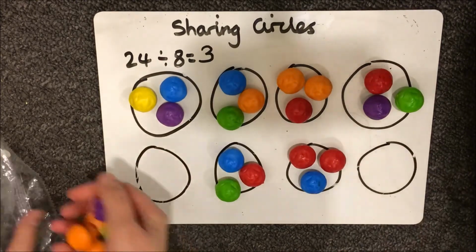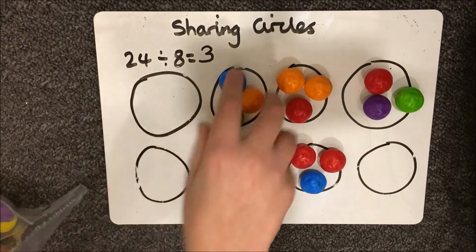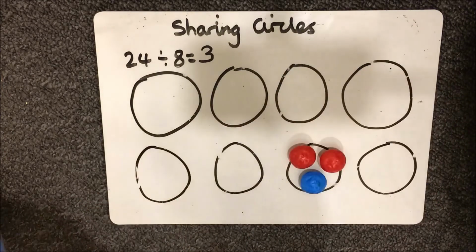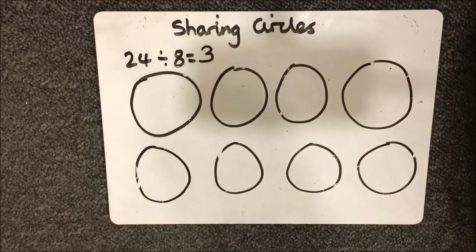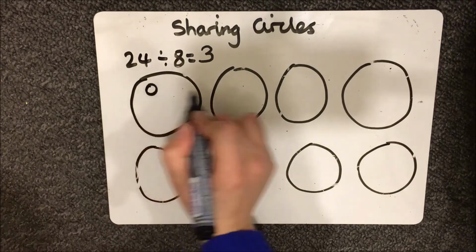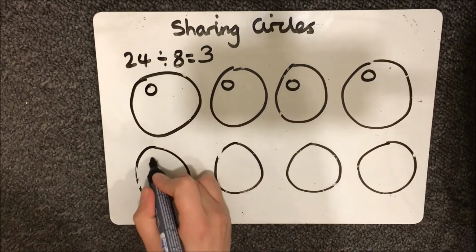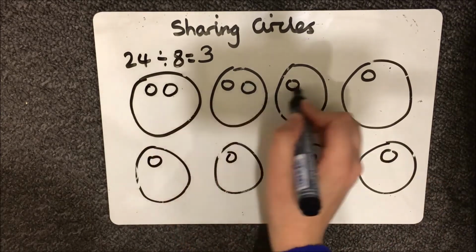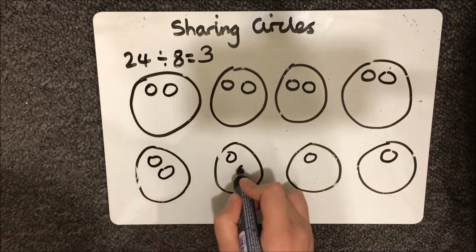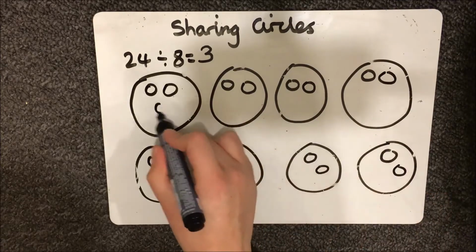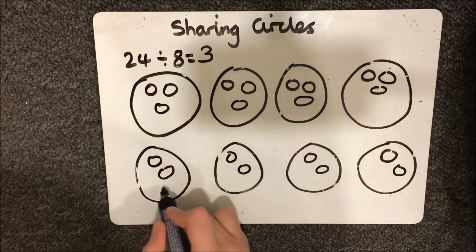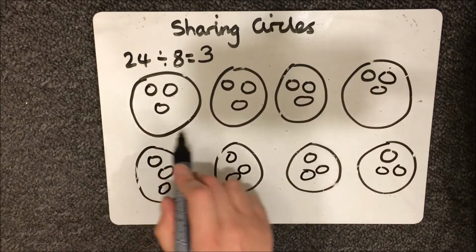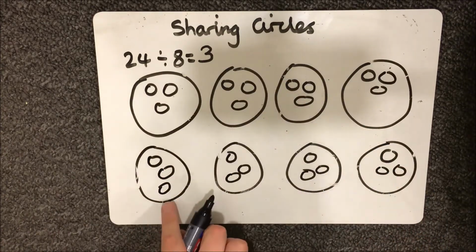Now, we don't often carry around objects or footballs in our pockets to help us solve division. So we're going to do the same thing, but as a drawing. So we've got our 8 bags again, and we're going to share out 24. 1, 2, 3, 4, 5, 6, 7. Remember to count with me. 8, 9, 10, up to 24. 24 shared between 8 bags is the same as 3.